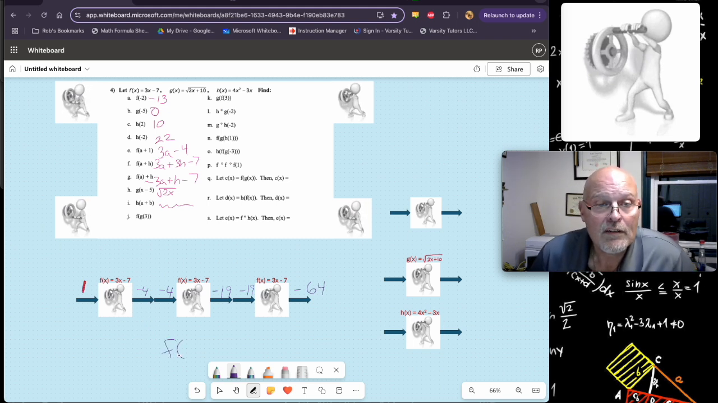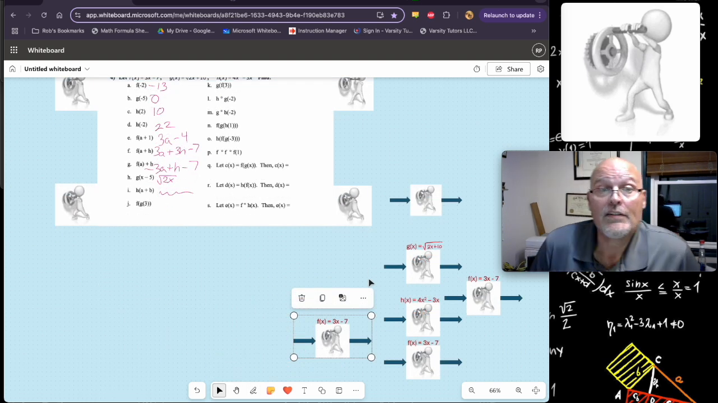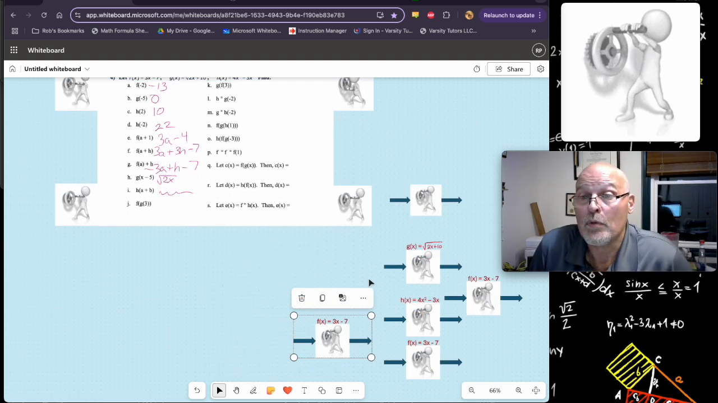So f of f of f of 1 equals -64. Okay, the last three do some interesting things. They don't use numbers as arguments. We're going to use x. And so let's see how we do that.